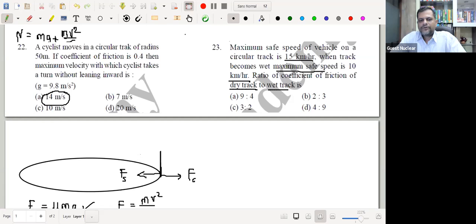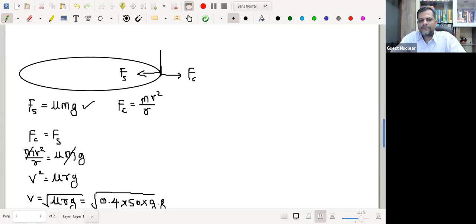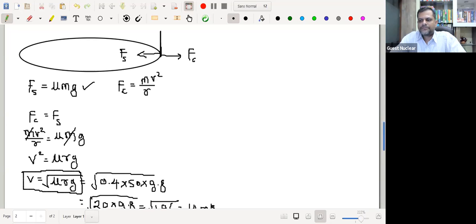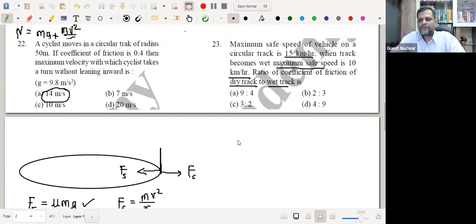See, this formula that we have just developed here for the safe speed, this is the value of the safe speed for the track in terms of the coefficient of friction. So if we use this formula twice, when the track is dry, we can call the velocity VD, which has to be equal to root of mu D into RG, where mu D is the coefficient of friction of the dry track.